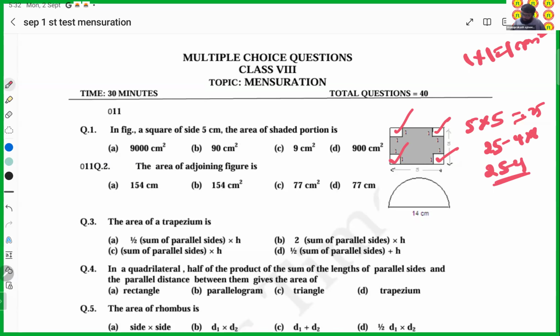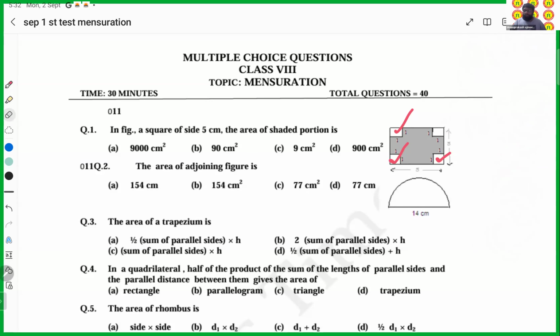Sir, if you take just 2 into 2, then we will get the answer. 2 into 2. If you take the small squares, 9 centimeter square is the answer. Anyway, the option is not given here. So you know how to solve the problem. Everyone from the class, you got it right. How to solve the problem.